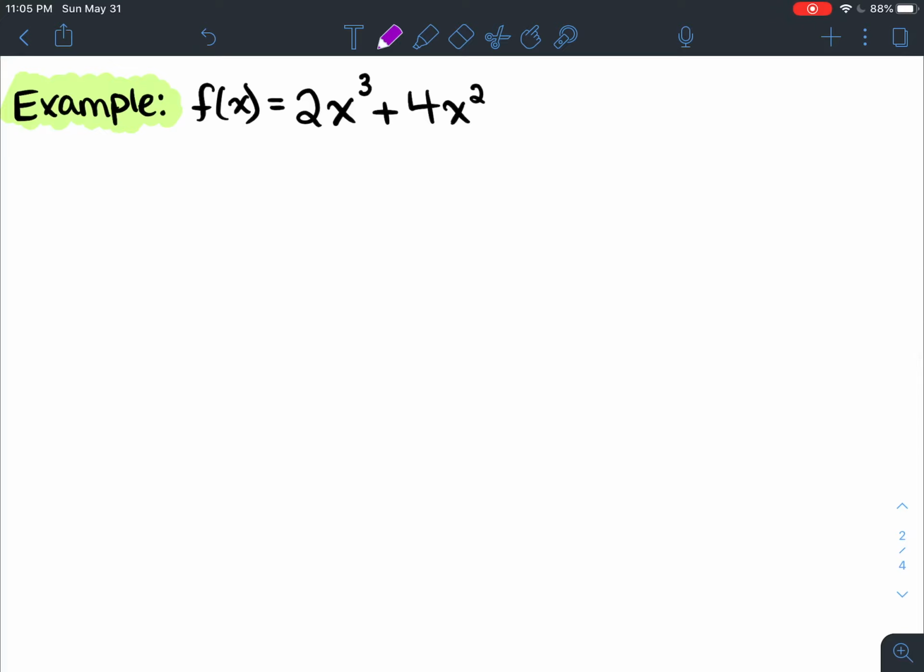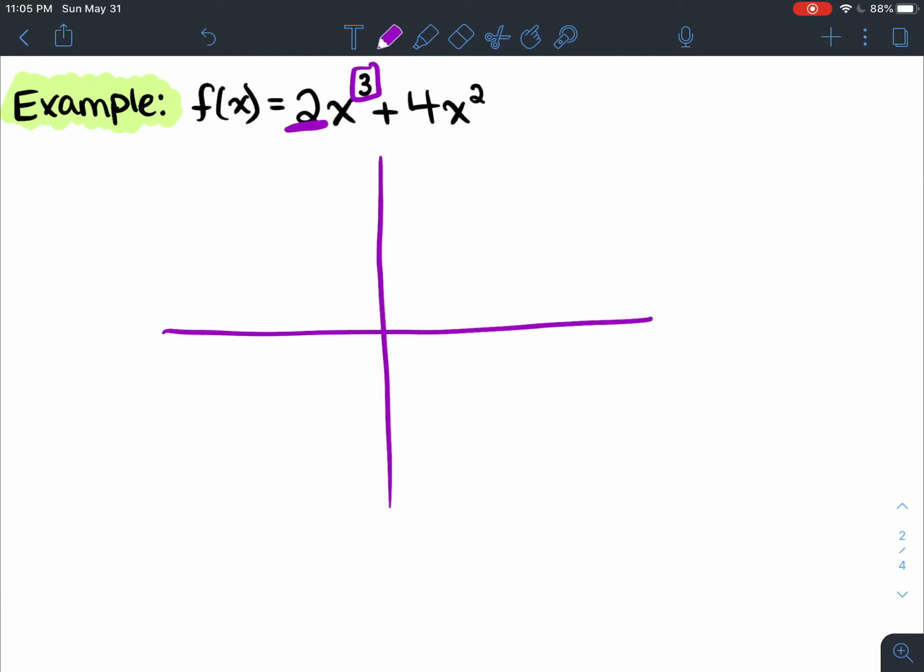Oh yeah, I was just going to say, what if we had to graph f of x equals 2x cubed plus 4x squared? Let's just actually go ahead and graph that. Okie doke. So right off the bat, I can tell it's odd degree and it's a positive leading coefficient. So I know it's going from quadrant 3 to quadrant 1. I definitely know that. So something like this. But I want a more accurate picture.